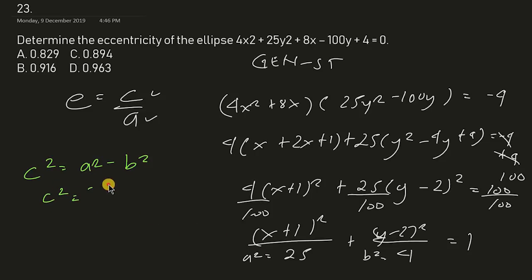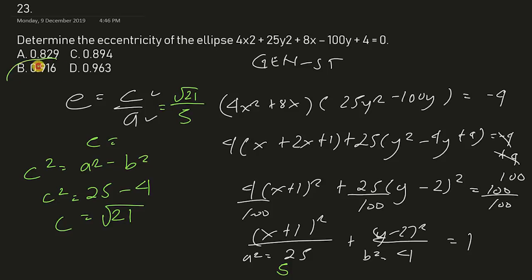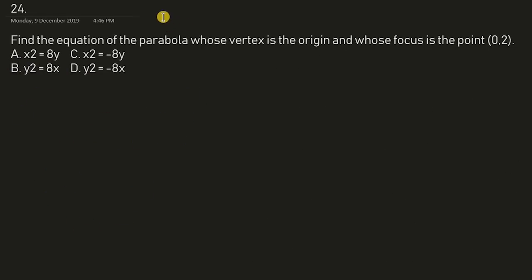So, now, I will find for the value of C. So, C squared is A squared, that's 25, minus 4. That's equal to 21. So, C is equal to the square root of 21. So, to find for the value of the eccentricity, just substitute square root of 21 divided by A, which is 5, kasi square root of 25. So, E is therefore equal to, use your calculator, square root of 21 divided by 5. That's approximately 0.916. So, that's letter B. Alright? 0.916. Our answer is letter B. Alright? Next.